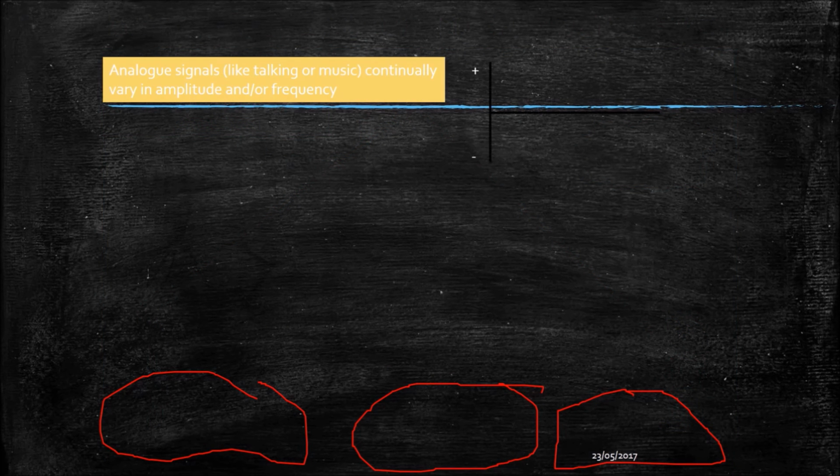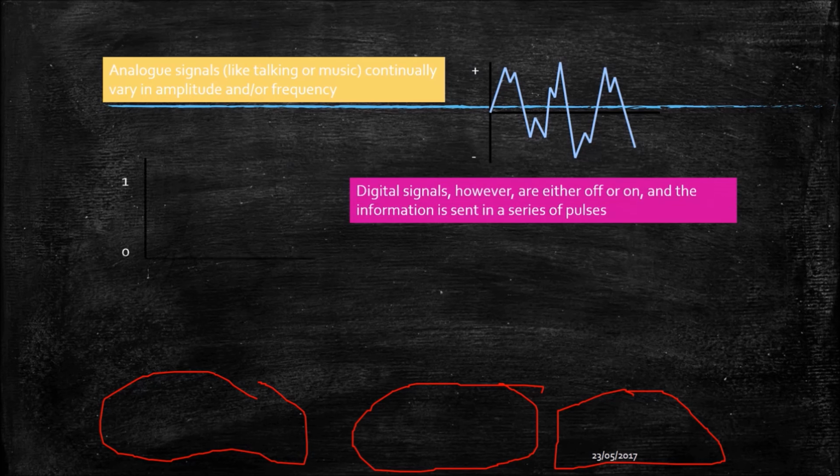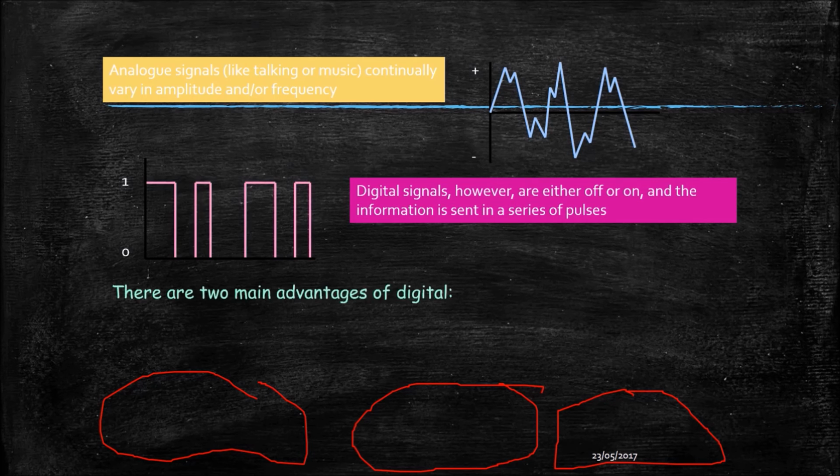So analog signals are like talking or music. They're continually varying in amplitude and or frequency. Digital signals are either on or off, as I said before. The two main advantages are more channels can be sent down the same cable, called multiplexing, or better quality, because digital signals can be amplified without amplifying the extra noise or white noise.